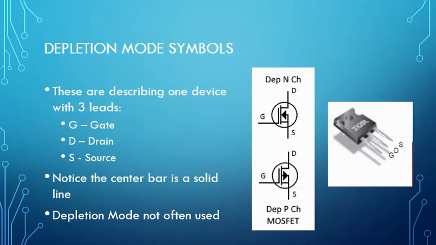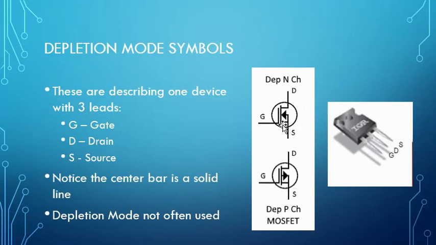These are the depletion mode symbols. Basically, they're just like a JFET. You have your drain, gate, and source, and we have an interesting symbol inside here. This is just one device with three leads on it, the gate, drain, and source. In the past, I've seen students get confused because they think they have to hook up a diode to the circuit. There's no diode required. It's one device with this crazy looking symbol.